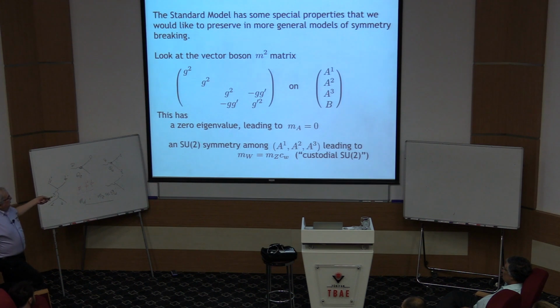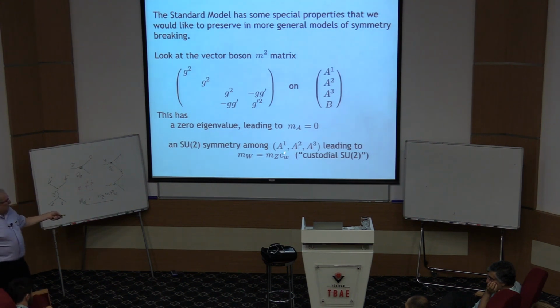And now if you calculate the masses, for the W mass you get g squared. For the Z mass you get the square root of g squared plus g prime squared. Then you get the relation m_W equals m_Z cosine theta_W. So if we can somehow guarantee that these three elements are equal, and also that the photon is massless, then we're actually done. And there are lots of theories that can do that. The symmetry among these is called custodial SU(2) symmetry.